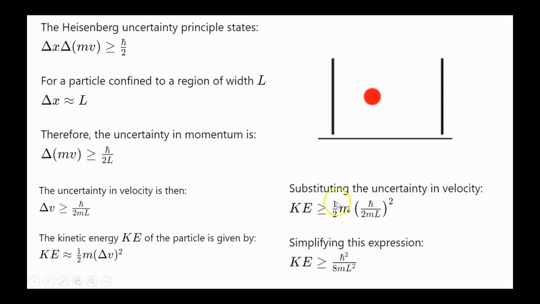The reason you don't see these things in your everyday life is because for large m and large L values, h bar squared is so small that this is 0. This is essentially 0 for the macroscopic scale.